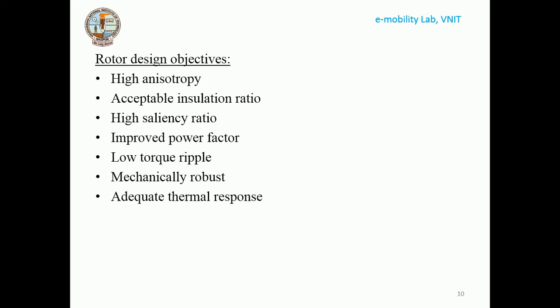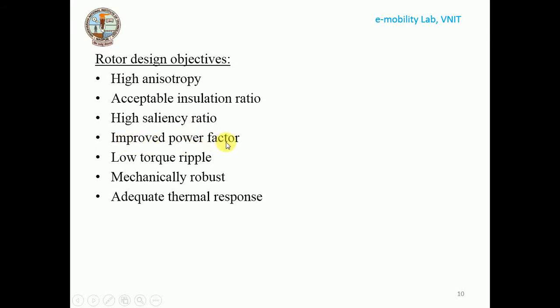Okay, so the rotor objectives. What are the rotor design objectives? Before somebody starts designing, what are the things that should be kept in mind before designing the rotor? First of all, it should have high anisotropy. What is anisotropy? I already told you: we should have a dissimilarity in the structure of the rotor. Next, an acceptable insulation ratio. What is this about the insulation ratio? I will tell you. High saliency ratio. We have to define the saliency ratio, probably in the next slide.